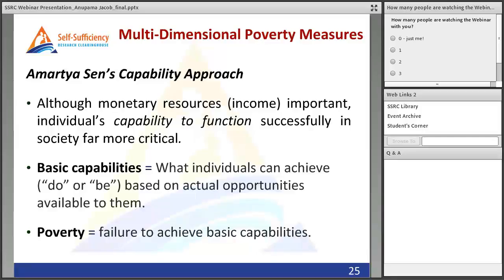So the capability approach broadens the definition of poverty by integrating income into the larger spectrum of factors that contribute to what it means to be poor.